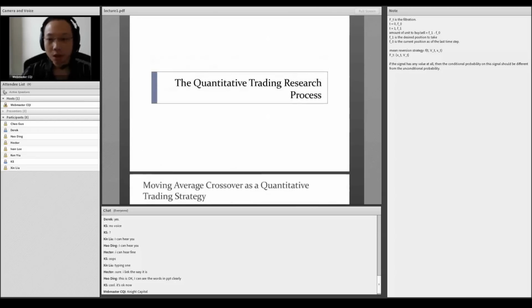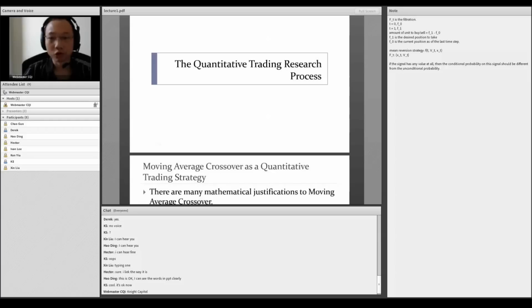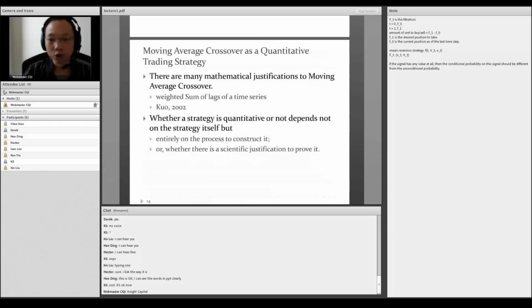So in what follows, we are going to go into depth of the four-step process that we advocate. Remember the four-step process. Step one, modeling. Step two, coding. Step three, analysis, and then step four, trading. We are going to illustrate this process using again our best friend, the moving average crossover strategies.